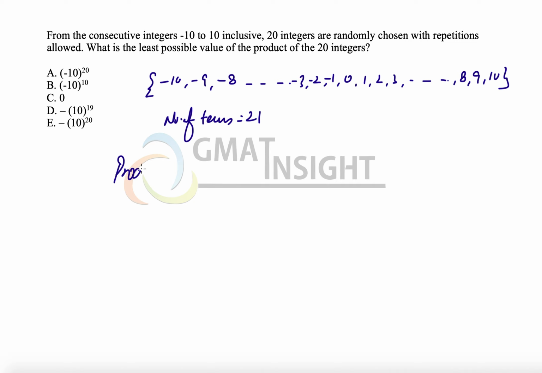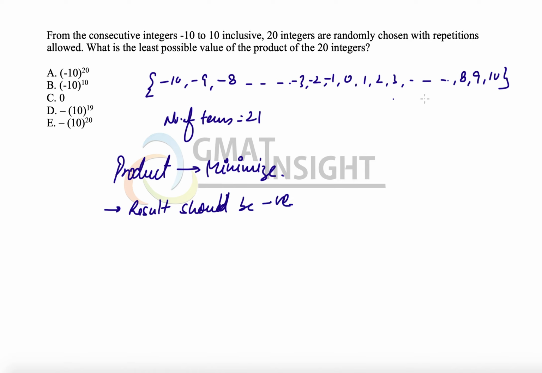Now, when the product needs to be minimized, what should be our targets? Number one is the result should be negative if possible, and it's absolutely possible. Now the question is, when will the result be negative? When the number of negative integers is odd.